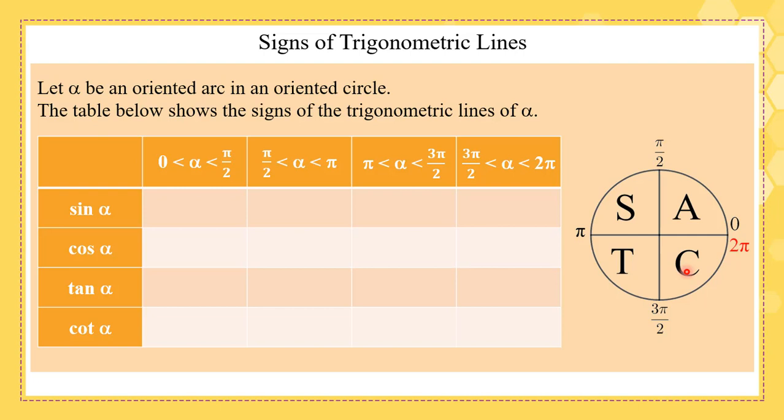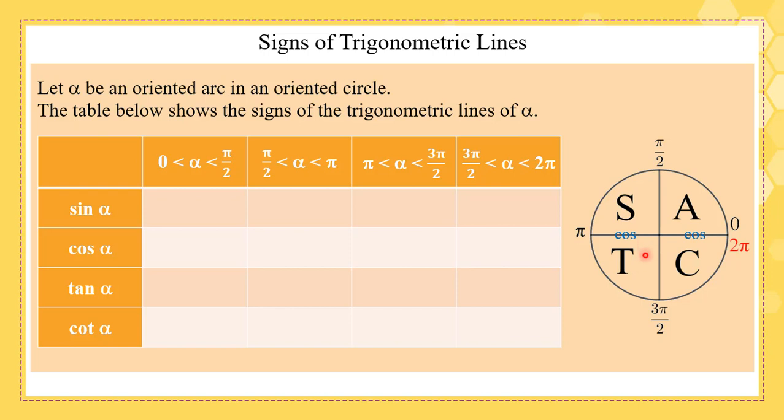That's why we use the abbreviations A, S, T, C. So A, all are positive. S, sine is positive only. C, cosine is positive only. And T, tangent and cotangent are positive.